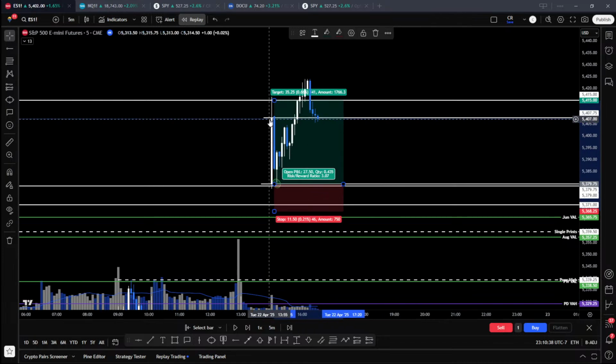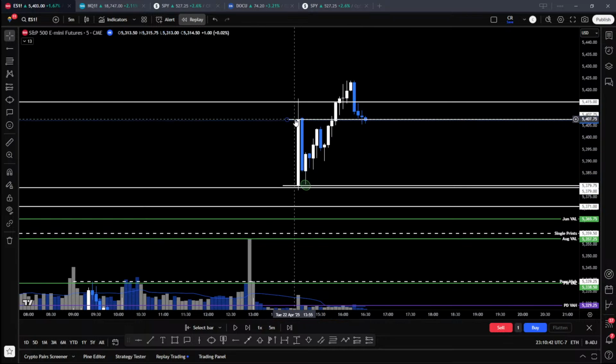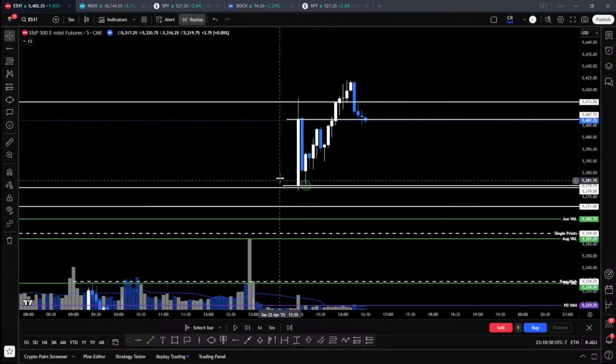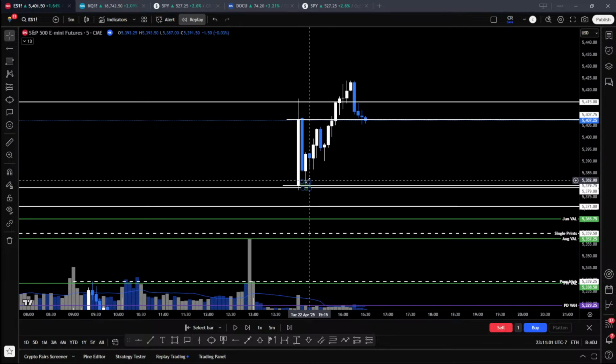I got confused. Let me just delete this. In my hurry, I mistook the opening candle: this is the open on this candle down here at the bottom and not up here at the top. So I thought I was trading the opening drive up here, and I'm not. I should have been taking the trade down here.